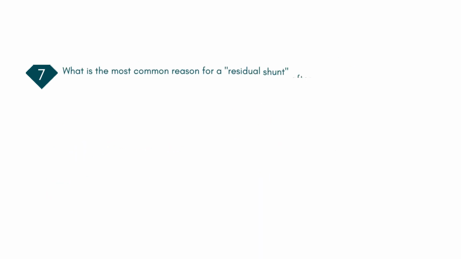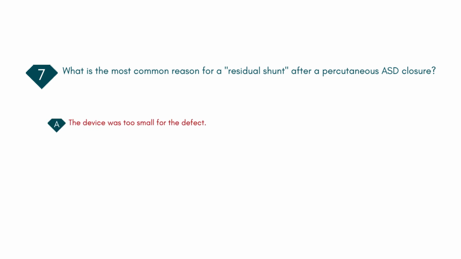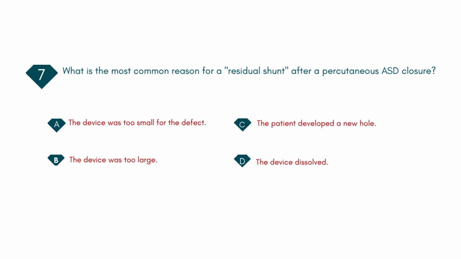What is the most common reason for a residual shunt after a percutaneous ASD closure? A. The device was too small for the defect. B. The device was too large. C. The patient developed a new hole. D. The device dissolved. Answer: A. The device was too small for the defect.